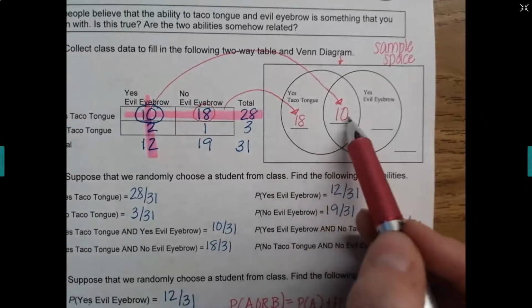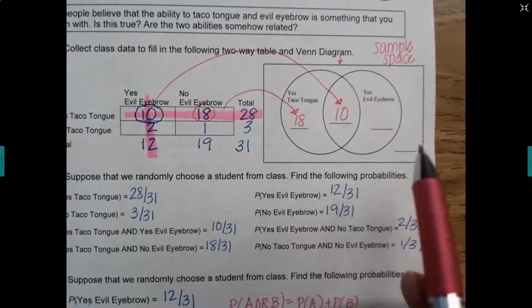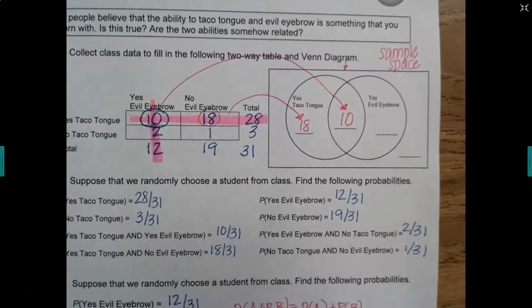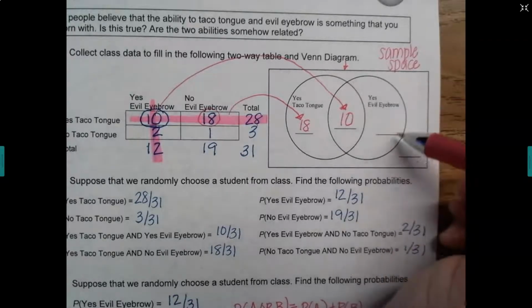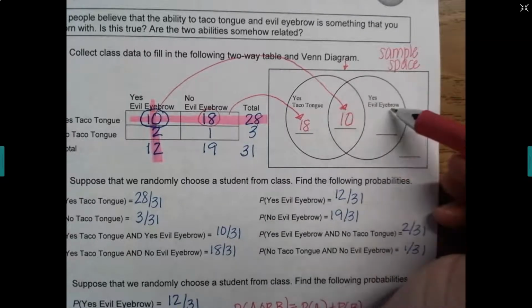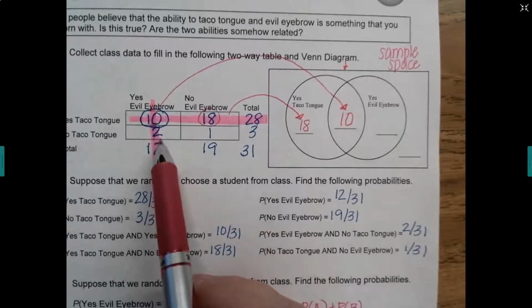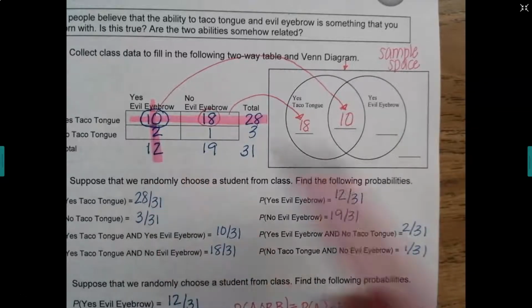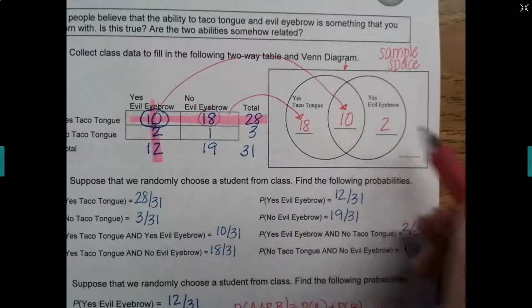So together, you can see we have the 28 total. We're just kind of dividing them by what they represent. Okay. Over here on my right Pac-Man, I have yes, evil eyebrow only. That's all that's represented in this one. So that means no taco tongue. So yes, evil eyebrow, and no taco tongue. So that's going to be 2 for this information.